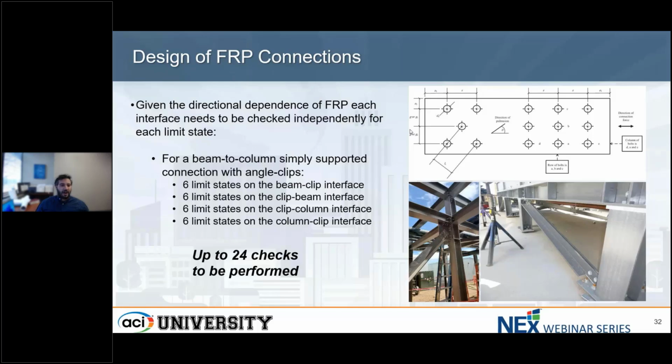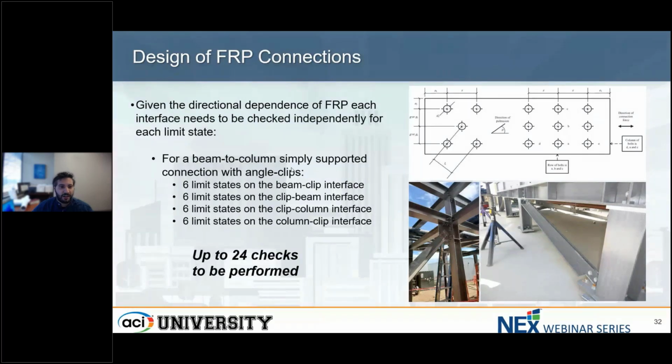Given the number of limit states that we have to check, and given that different interfaces of our connection might have different directions of pultrusion, we typically end up checking around 6 limit states for each interface. So if we think of a simply supported beam to column connection with angle clips, we are looking at 6 limit states for each interface: the one for beam to clip, the one for clip to beam, the one for clip to column, and the one for column to clip. So for a total of 24 checks that we need to perform.